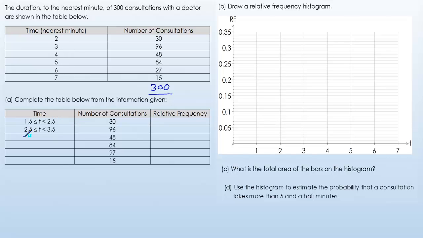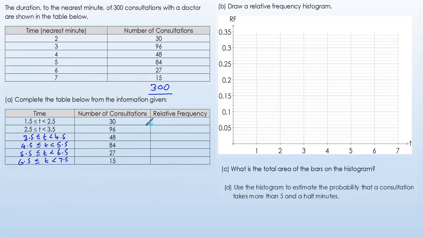So we can see that this is going to be 3.5 is less than or equal to T is less than 4.5, 4 minutes. And then 4.5 is less than or equal to T is less than 5 minutes. 5.5 is less than or equal to T is less than 6. And when I say 5, 5.5, 6.5. And then 6.5 less than or equal to T is less than 7.5 for the 7 minutes.